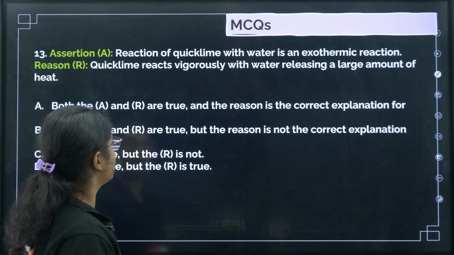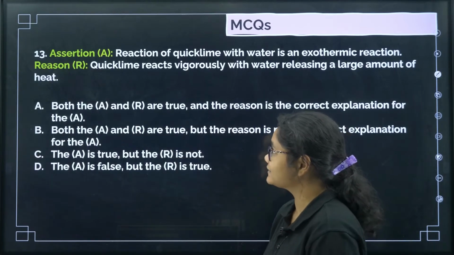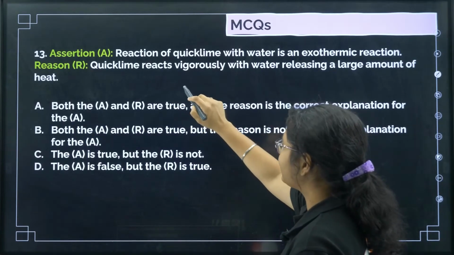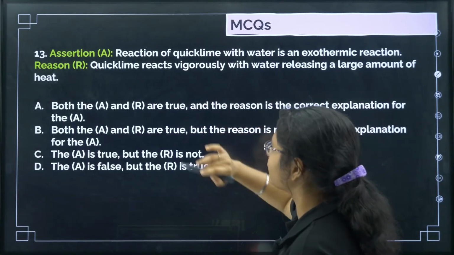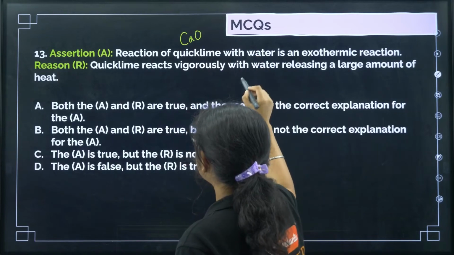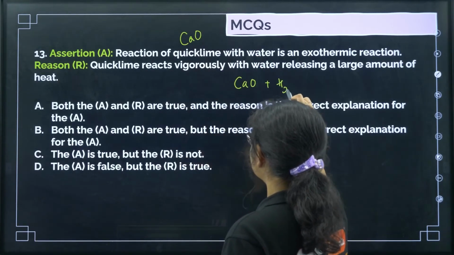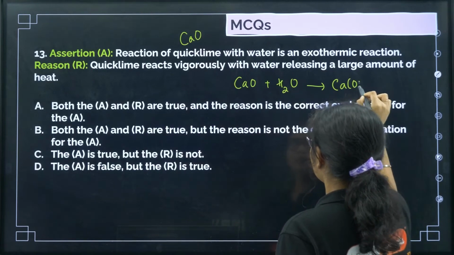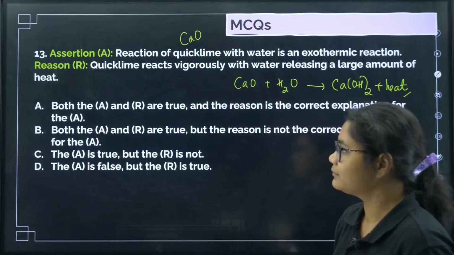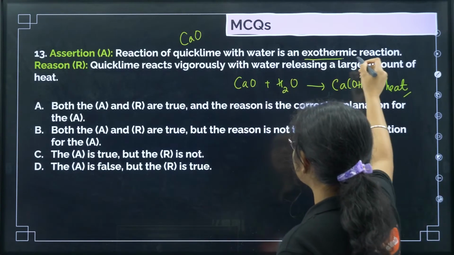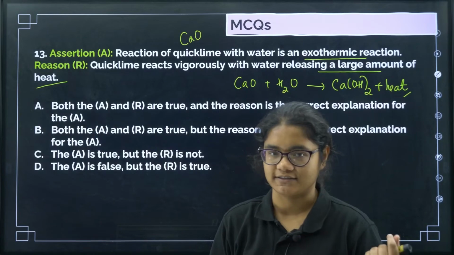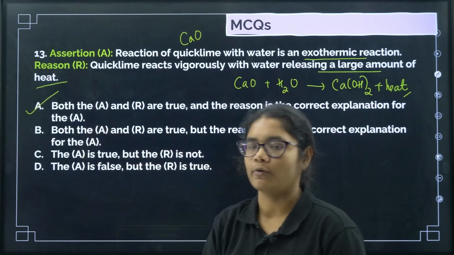Next, here some assertion reason questions are also there. Let us practice them. The reaction of quicklime with water is an exothermic reaction. Quicklime reacts vigorously with water, releasing a large amount of heat. Now, what is quicklime? Calcium oxide, right? It reacts with water to give slaked lime with a large amount of heat. Because heat is produced, it is an exothermic reaction, right? So the assertion is correct, and releasing a large amount of heat, the reason is also the correct explanation of the assertion. The correct answer for this question will be option A.